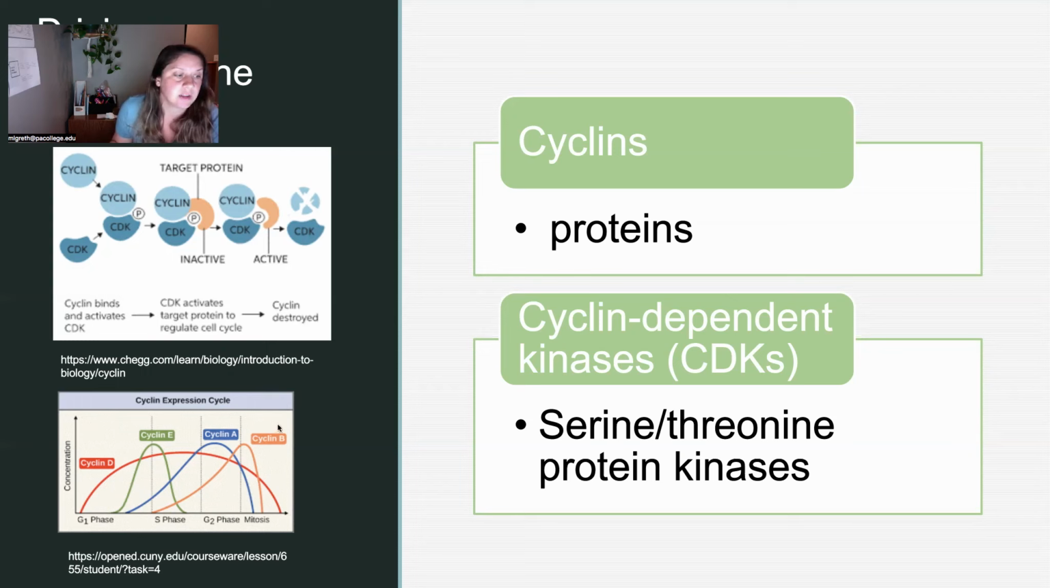Over the cell cycle, the cyclins have different concentrations depending on which phase you're in. You'll see cyclin D is kind of throughout the entire cell cycle. Cyclin E peaks between G1 phase and S phase. Cyclin A really starts to build and then peaks into G2 phase, and cyclin B peaks into mitosis.